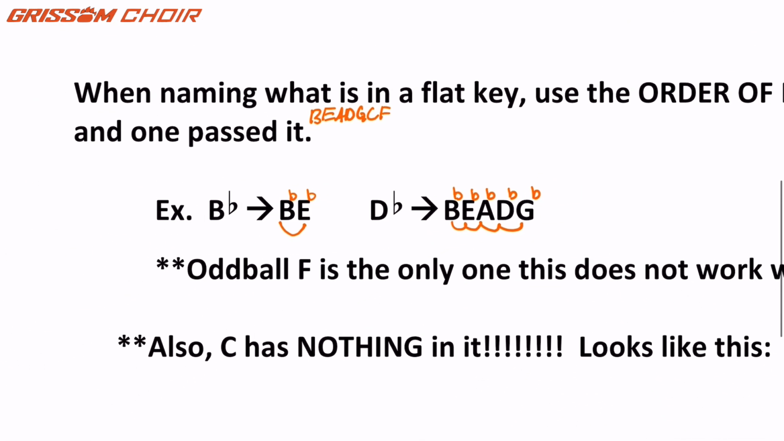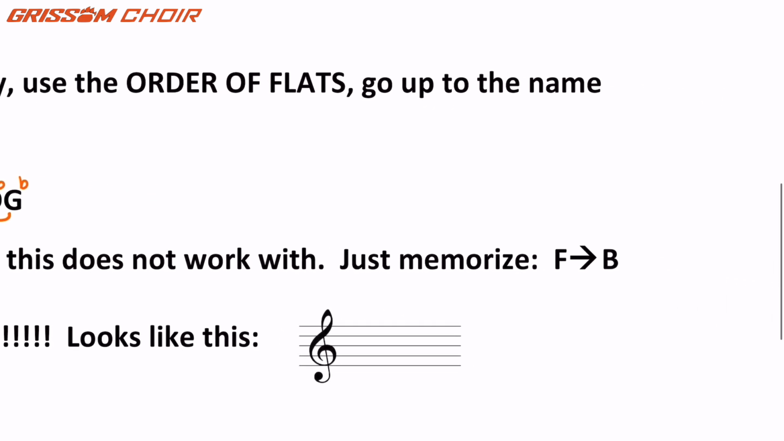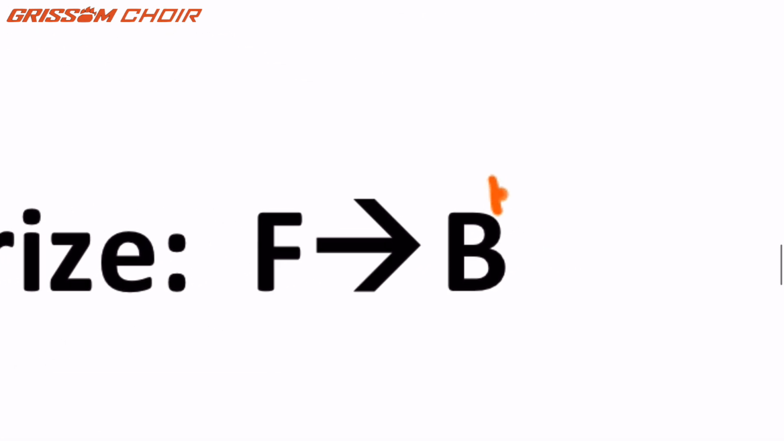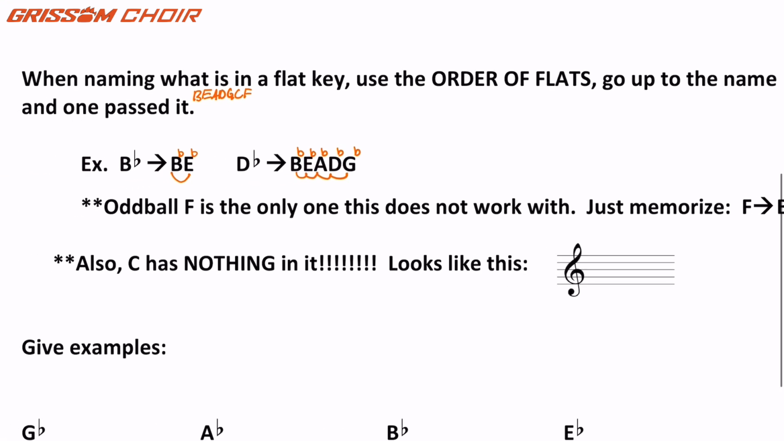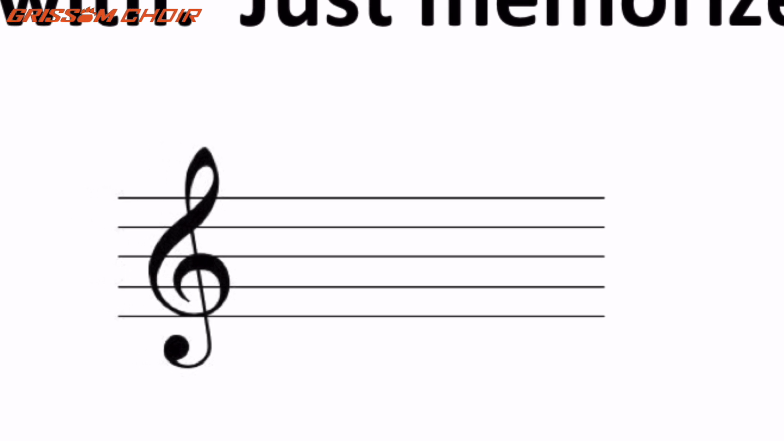We must remember that F is odd. We call it Oddball F. It is the only one that does not follow that process. We just have to memorize that when it gives us the key of F major, it has one flat in it, and it's B flat. Same thing goes for C. When it tells you that we're in the key of C major, there's no sharps, there's no flats. It's a blank key signature.